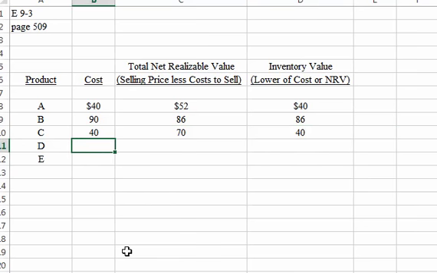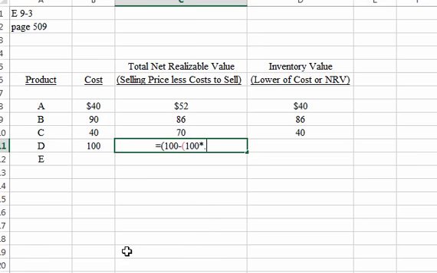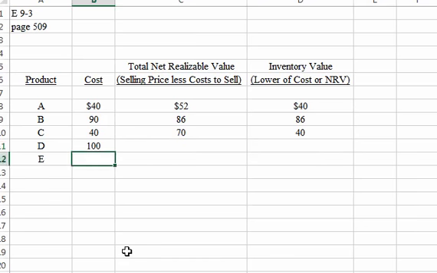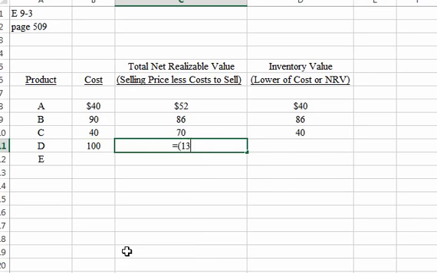The cost on D is 100. The net realizable value would be equal to 100 minus 100 times 10%, which is going to be 10, of course, but let's put it in this way, minus cost. Excuse me, you see my error? I was using the 100 cost as my sales price here. That will not work. So let's try again. Start back with D. Cost on D is 100. The net realizable value would be equal to the sales price, 130, not 100. Sorry for the error there.